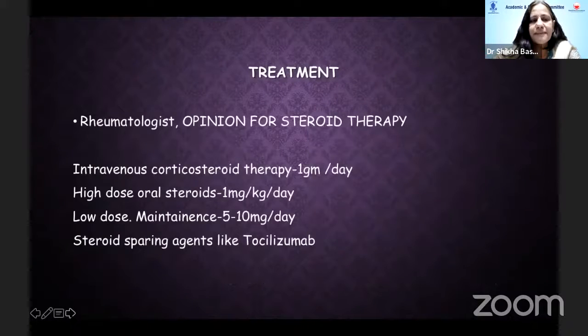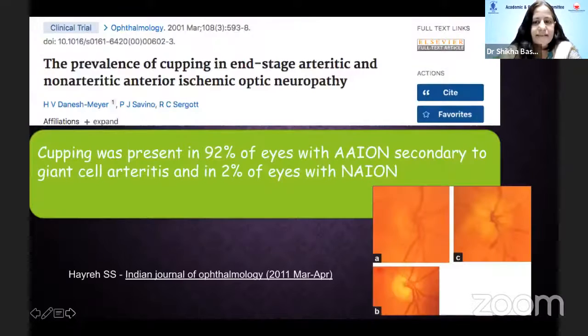Coming to the treatment, it should be co-managed with a rheumatologist. Initially, give a thumping dose of intravenous corticosteroids, 1 gram, and then follow it up with a high dose of oral steroids, 1 milligram per kg per day, and it should be tapered gradually once the CRP and ESR come down. Then you can keep the patient on a low maintenance dose of 5 to 10 milligrams. Of late, steroid-sparing agents like tocilizumab have been tried as treatment.